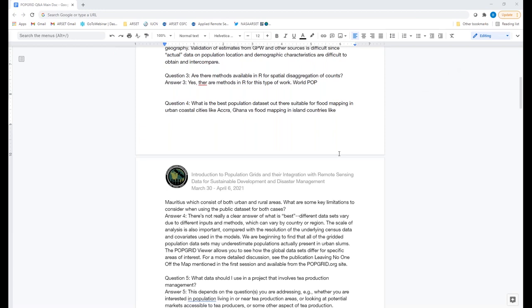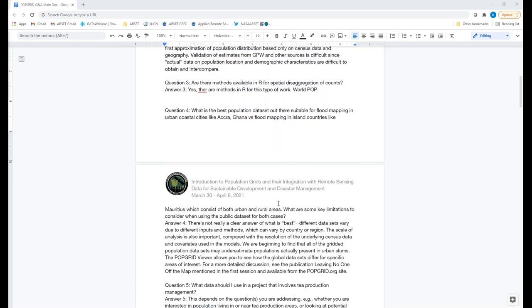What is the best population data set out there suitable for flood mapping in urban coastal cities like Accra versus flood mapping in island countries like Mauritius, which consists of both urban and rural areas? Looking for some key limitations to consider when using the public data set for both cases.